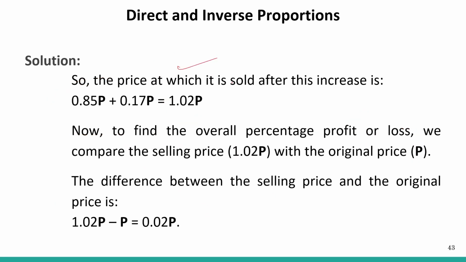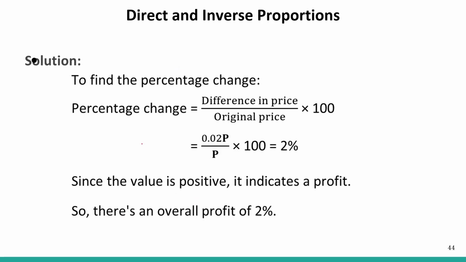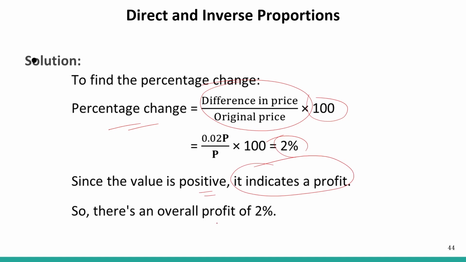So the price at which it is sold after this increase is 0.85P plus 0.17P, which is equal to 1.02P. So the net profit is 0.02P, right? The profit change is equal to the difference in price by the original price into 100, which is 2%. The value is positive, so it indicates profit, because the selling price is greater than the original price or the cost price. So the net overall profit is 2%.